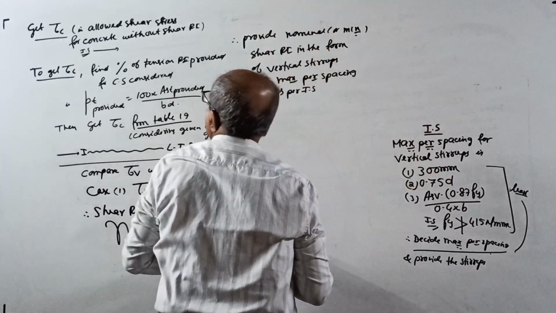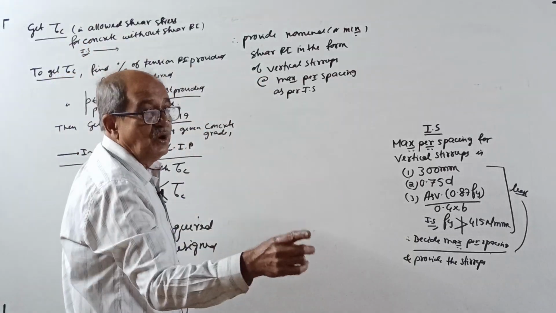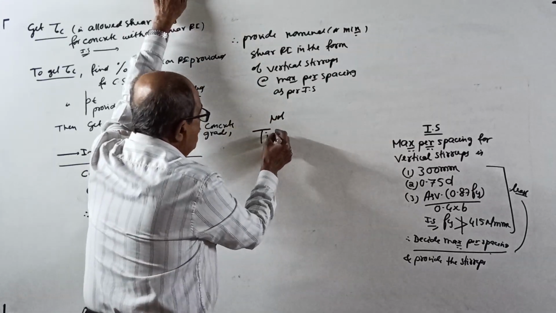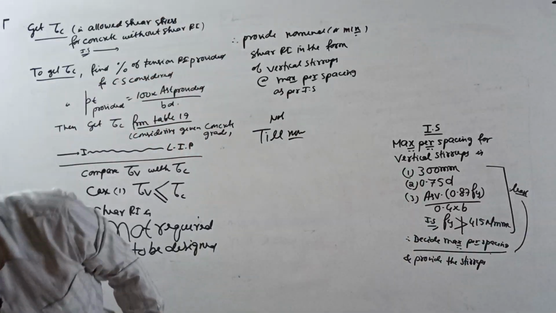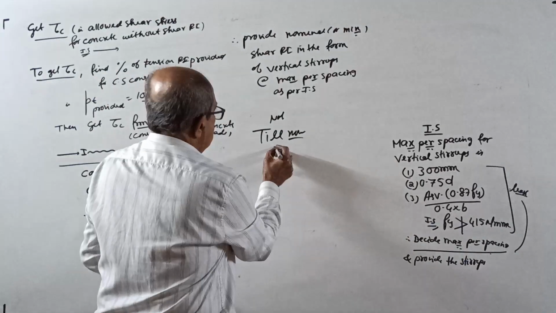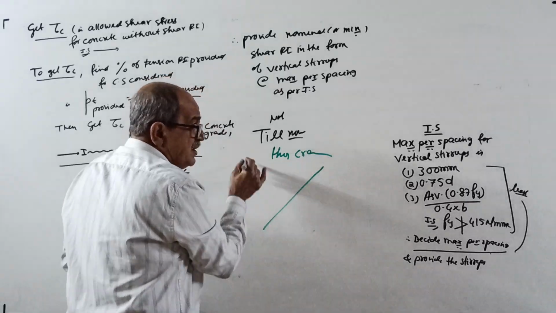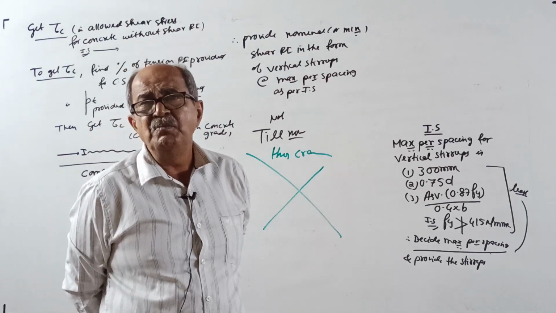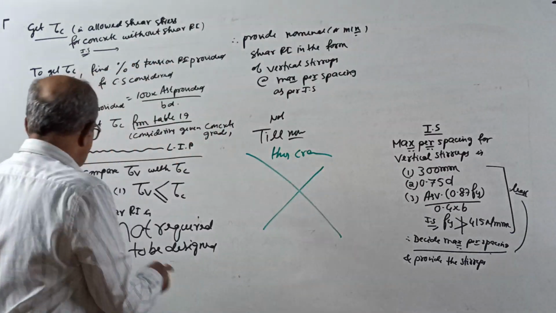Over. This is the case when your tau V is less than tau C. Make a note. Till now, those cranked bars will not come into any calculation. Those cranked bars will come only when shear reinforcement is required. That is not case 1.